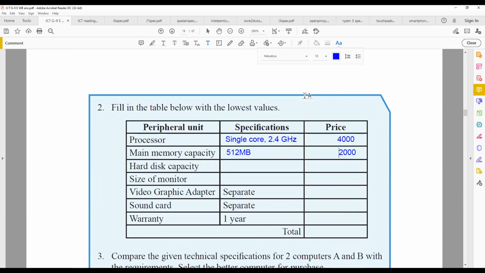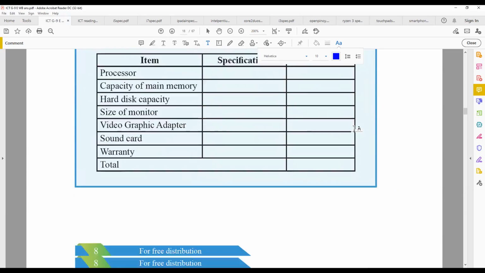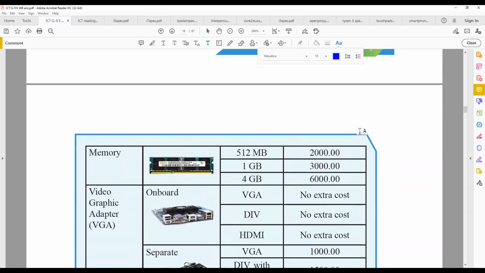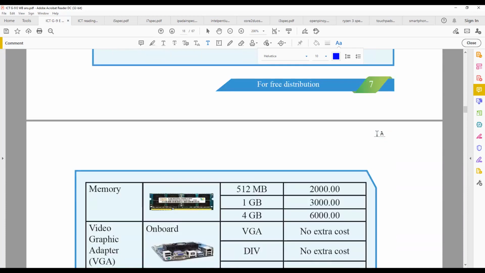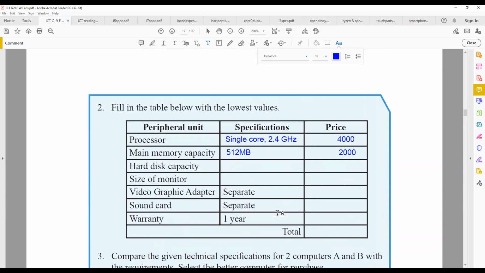Good. Then hard disk capacity, lowest hard disk capacity. It didn't say anything, but we want to minimize the price. So hard disk. We'll go to HDD then. HDD 500 GB. That's 3,000, right? So we can say HDD 500 GB. Yes, how much is it? 3,000.